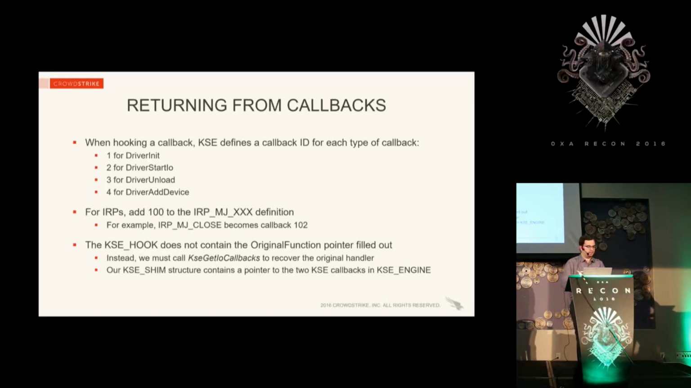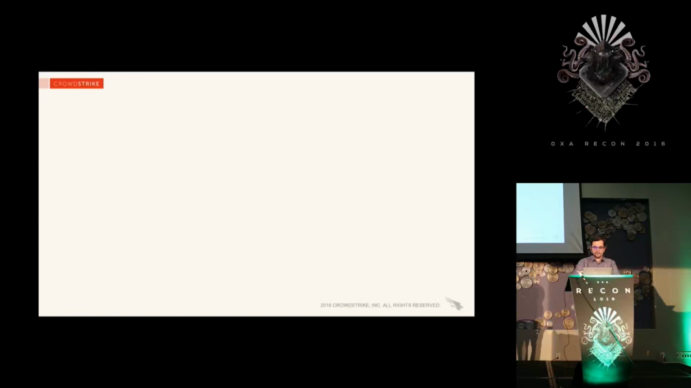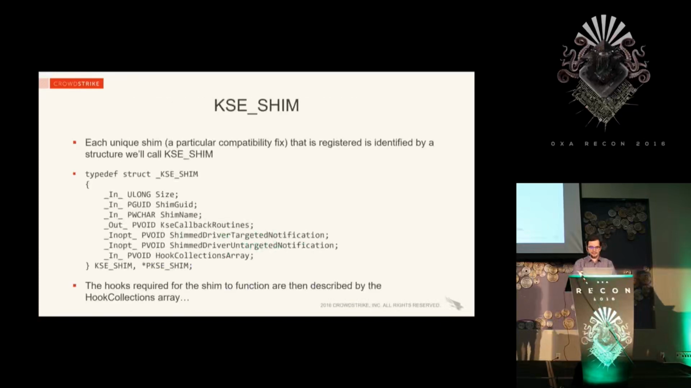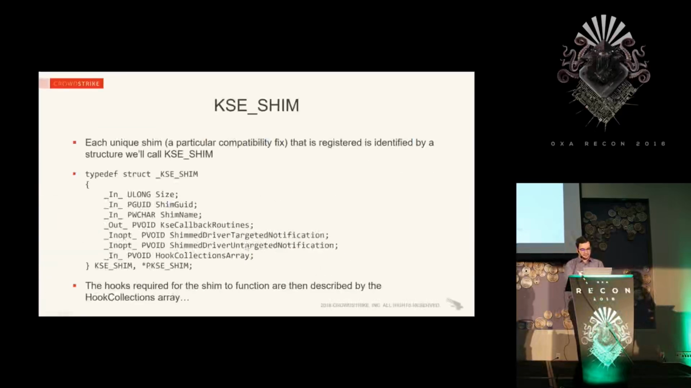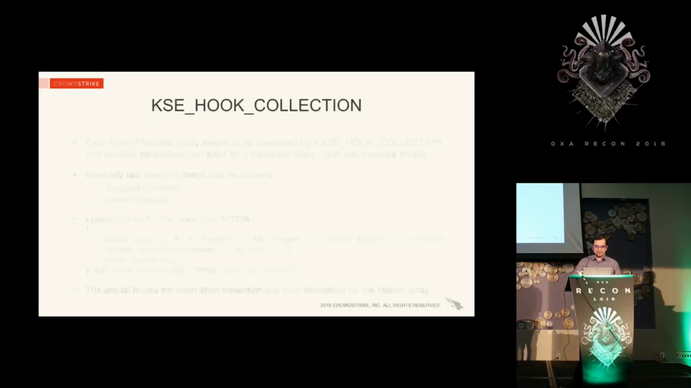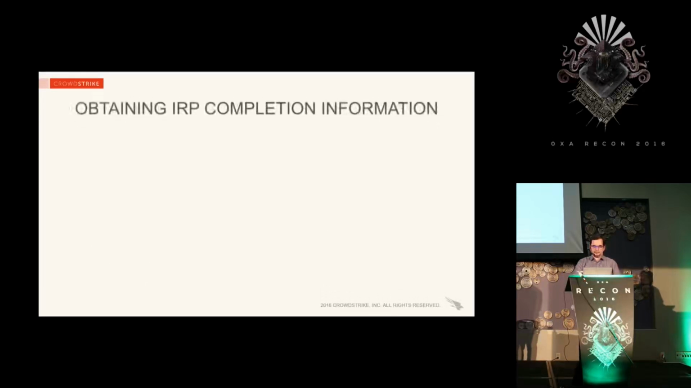Now, how do you call KscGetIoCallbacks? Because that's actually not an exported function. Well, let's go back for a second here to our definition of a KSC shim. There's this field here called KSC callback routines. Oh, looks like the resolution is screwed up. Anyway, this thing here, KSC callback routines, that's where you actually get a pointer back to KscGetIoCallbacks. So it gives you the function that you need to call. So that's how you find it, basically. And then you can call the original function.